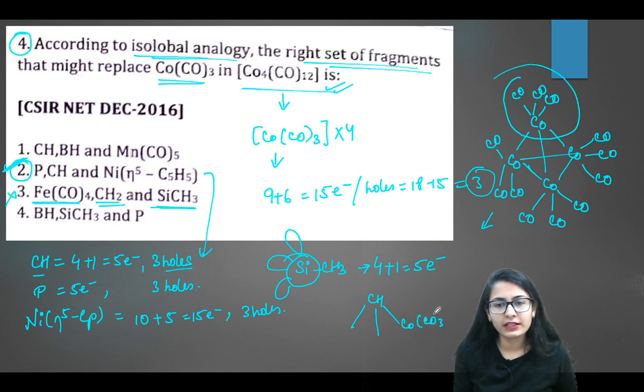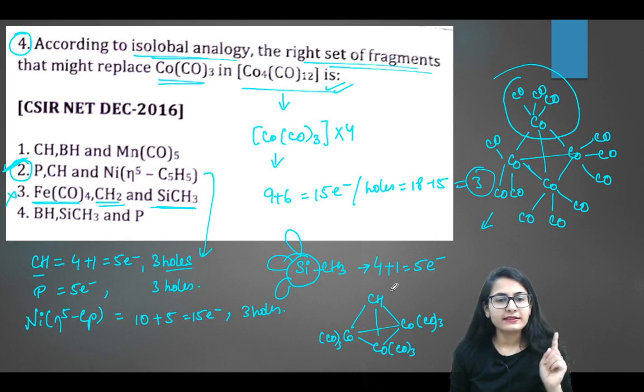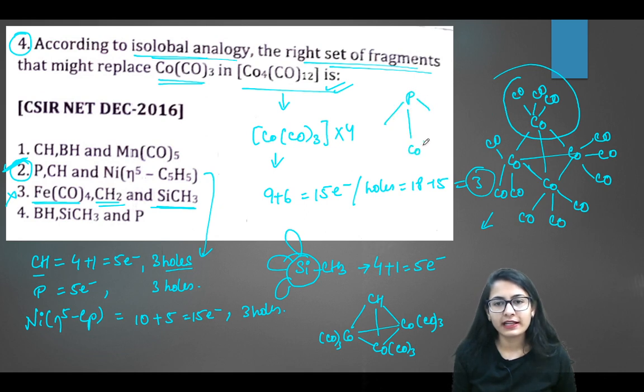cobalt CO whole thrice and cobalt CO whole thrice. I can write something like this. Yes, just replacing a CH. Similarly, I can replace a phosphorus, okay, because it is going to provide an equal number of electrons. That is why we use the isolobal analogy to understand the concept of bonding.